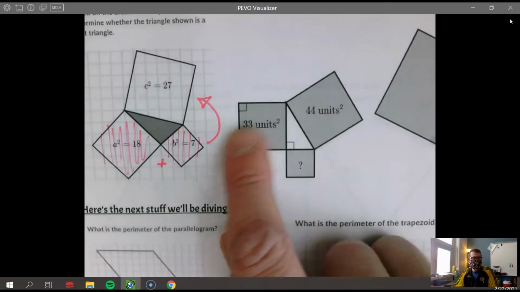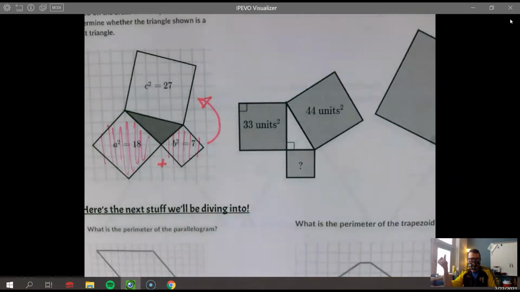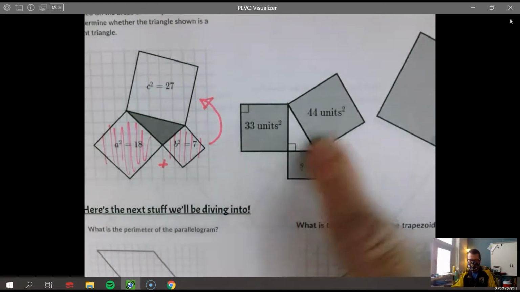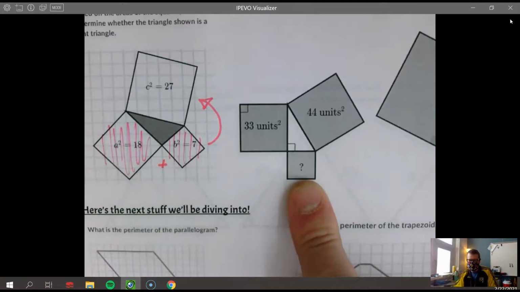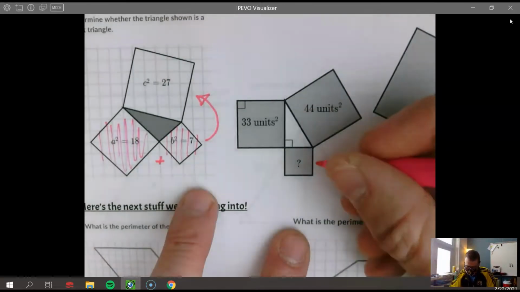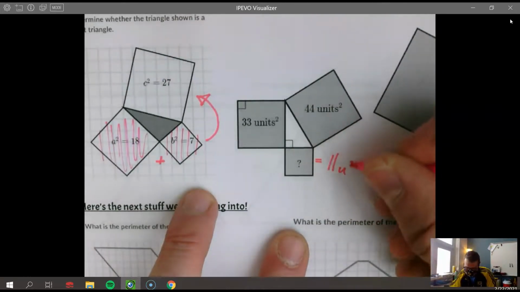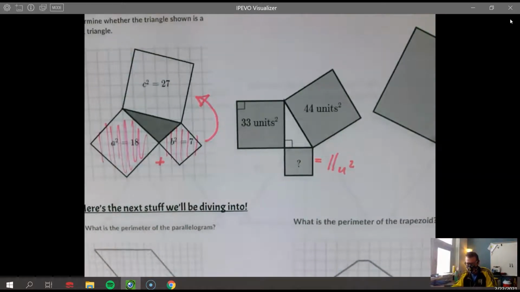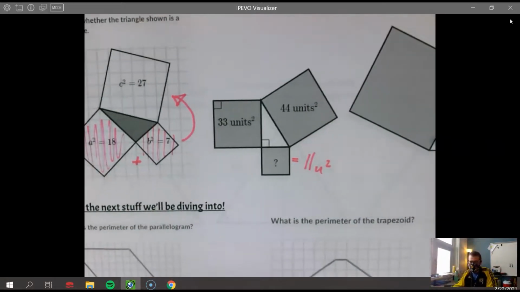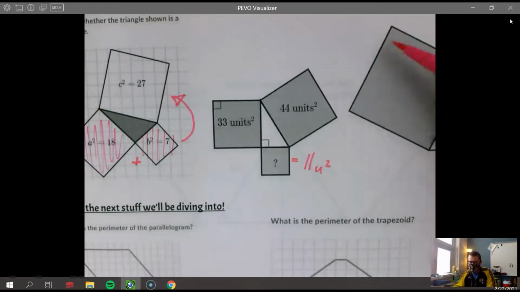So on the flip side, this lets us do some really cool, quick math. If this is a right triangle, this is 44, and that's 33, what's this? 11 units squared. Make sure you label it. And if we had a right triangle and you built a field off the hypotenuse of it, what would be the area? Oh, wait, well, first we just need to figure out, what's the hypotenuse here?